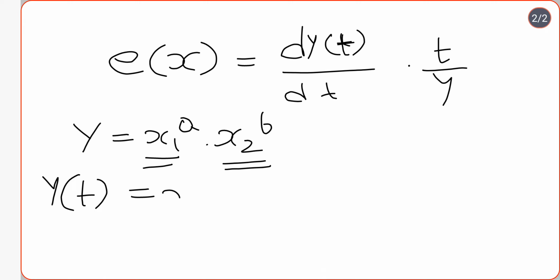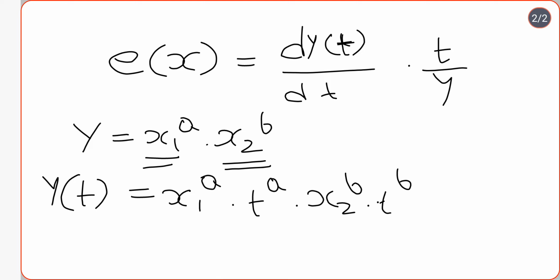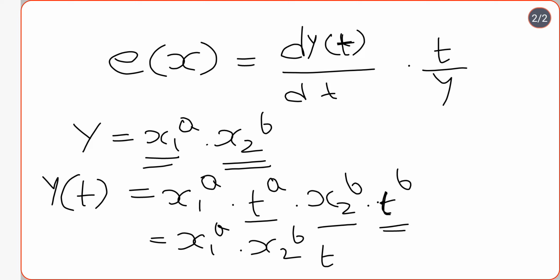If we increase the x1 input by t proportion, then we can write x1 to the power a into t to the power a, into, if we again want to increase the x2 input by t proportion, x2 to the power b into t to the power b. So that has now become x1 to the power a into x2 to the power b, but t to the power a and t to the power b is supposed to be t to the power a plus b, because bases are equal, so powers are supposed to be added. Now this is the value of y of t.